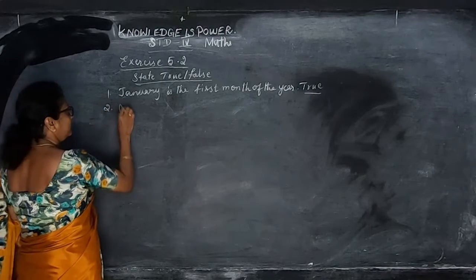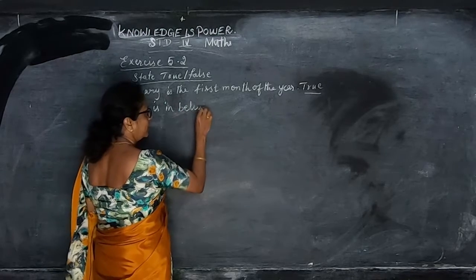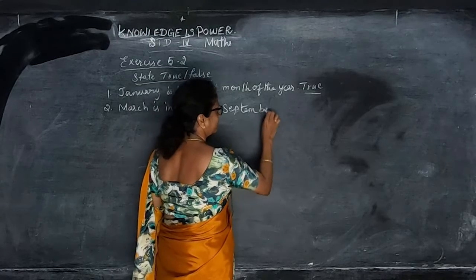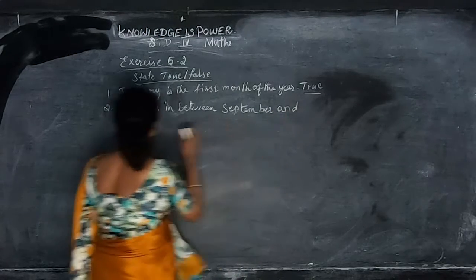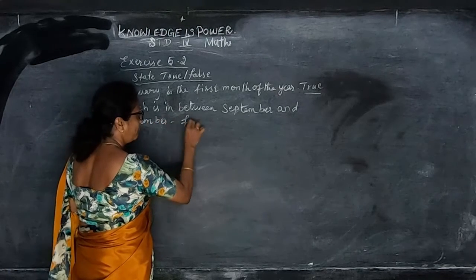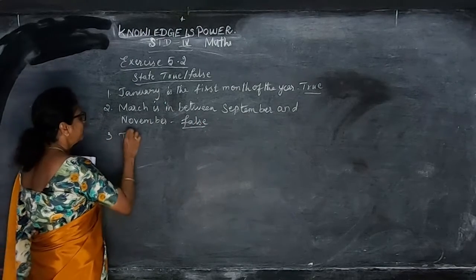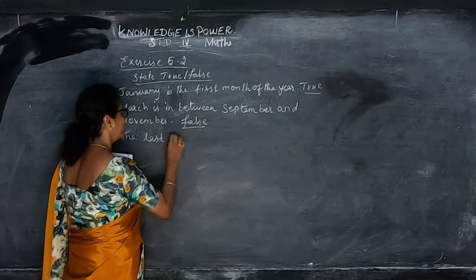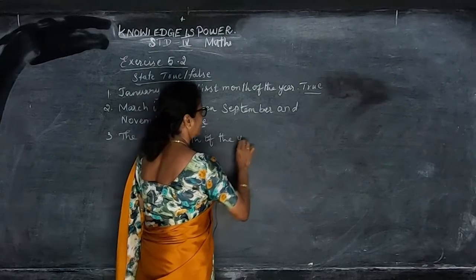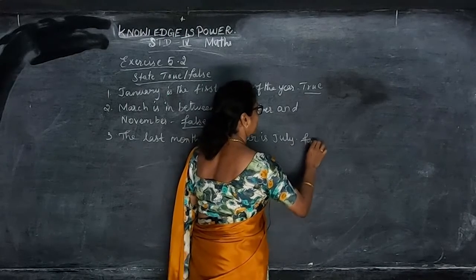Second one is March is in between September and November. That is false. And third one, the last month of the year is July. That is also false. Last month of the year, July. False.